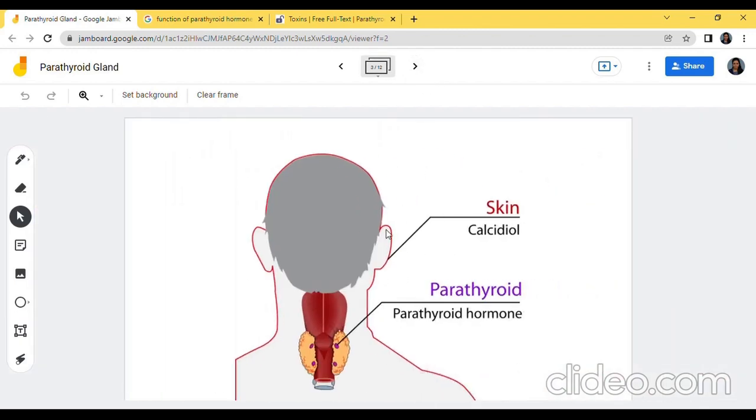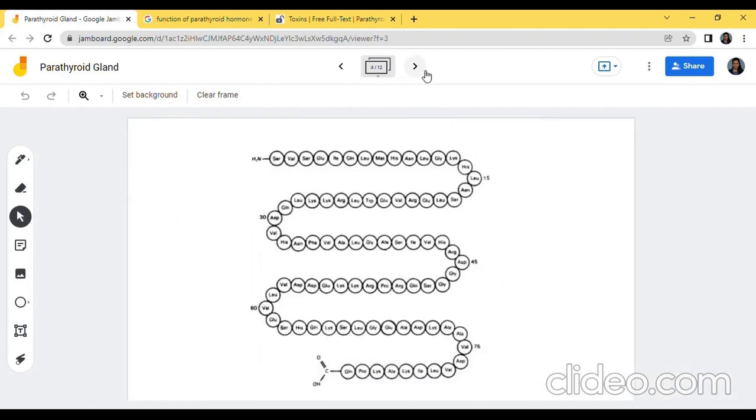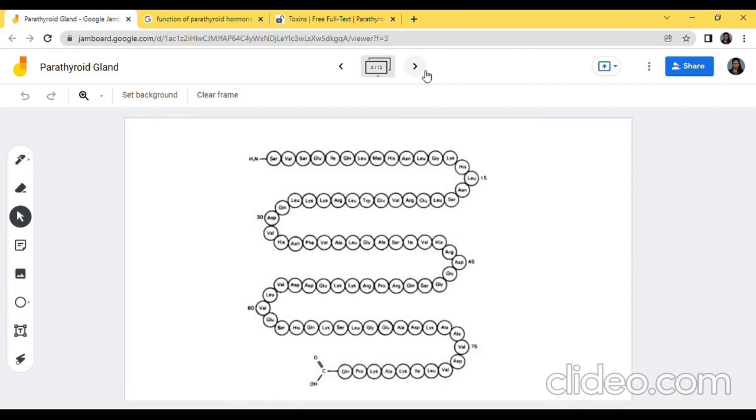Next we will talk about the single hormone that is secreted by the parathyroid gland, that is parathyroid hormone or parathormone. This is the structure of parathyroid hormone. Here we can see different amino acid residues. It is a polypeptide hormone. We can call it a linear polypeptide hormone with 84 amino acid residues.